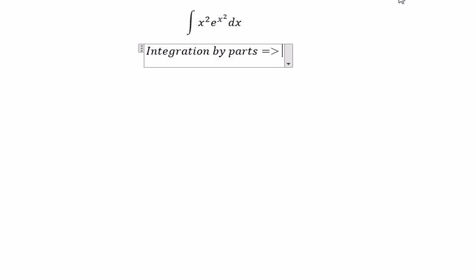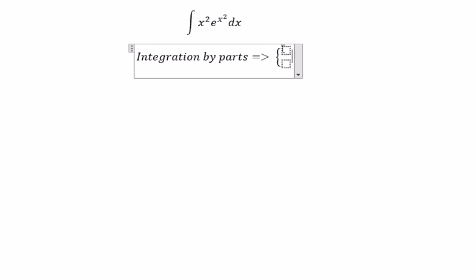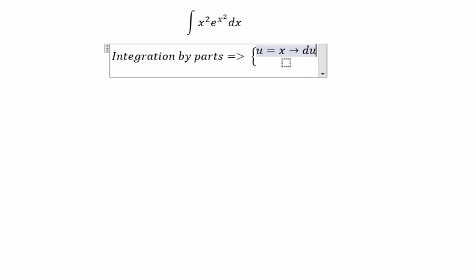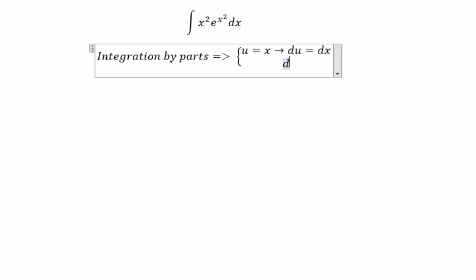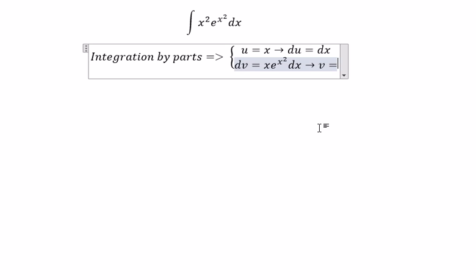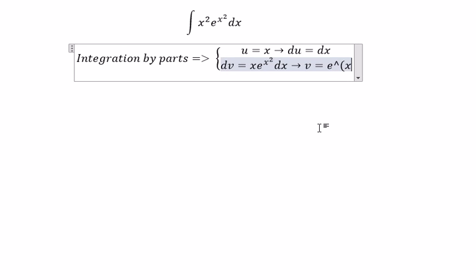So we have u and dv. u equals x, so we get du equals dx, dv equals x multiplied with e to the power of x squared dx. So the integral of this one, you will get v equal to e to the power of x squared over 2.